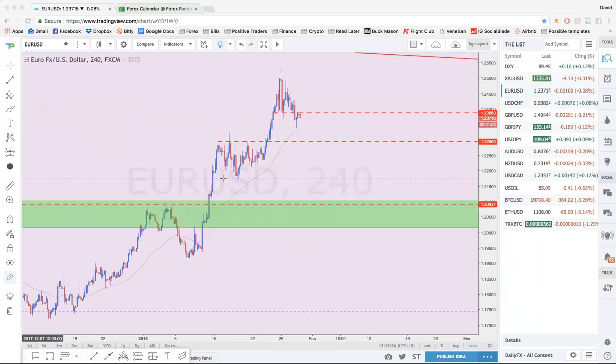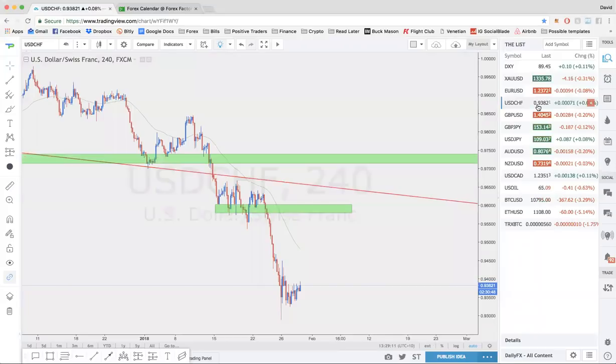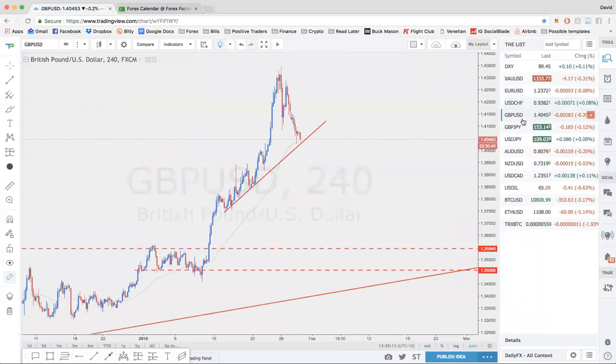Most of the time, you don't want to be buying EURUSD and also buying USD Swiss franc. If you're buying EURUSD, then you're most likely looking for opportunities to sell USD Swiss franc, if you're trying to take two different trades. So there's a reason why I trade the pairs that I do.